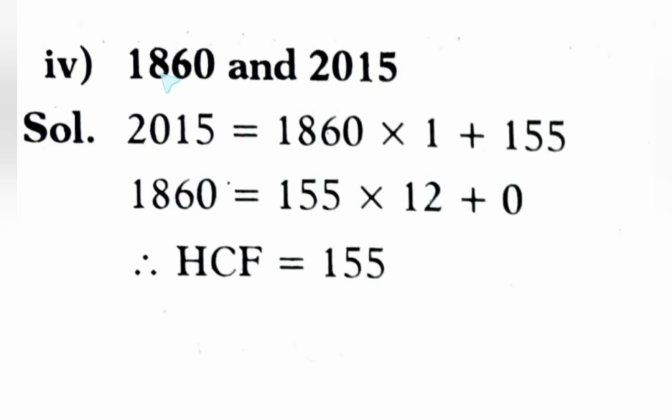Find the HCF of 1860 and 2015. 2015 is greater than the value 1860. So a equal to 2015 and b equal to 1860. 2015 is equal to 1860 into 1 plus 155, and the remainder is not 0. Then 1860 is equal to 155 into 12 plus remainder 0. When the remainder is 0, the b is the highest common factor of these two numbers. HCF equal to 155.